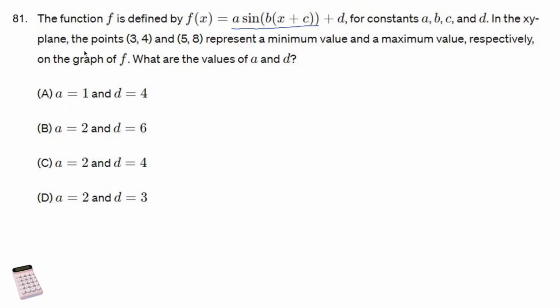In the xy plane, the points (3, 4) and (5, 8) represent a minimum value and a maximum value respectively. On the graph of f, what are the values of a and d? Now, I'm not going to use a calculator here. There's a thing in your calculator called sine reg, and maybe this will do the job for you, but I'm not sure if you can only do sine reg with 2 points. I'm going to envision this without the use of a calculator.